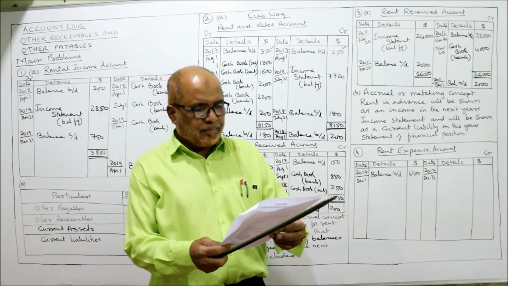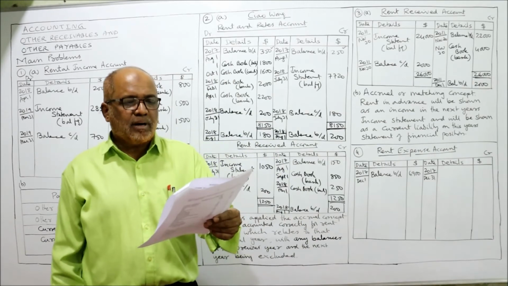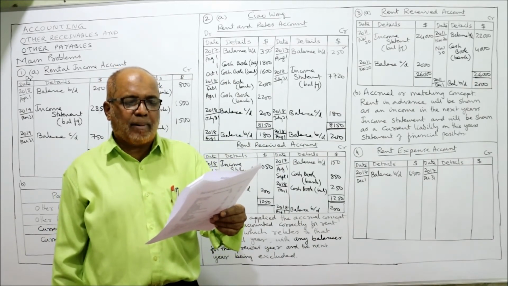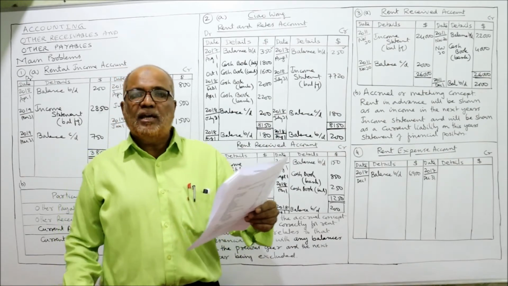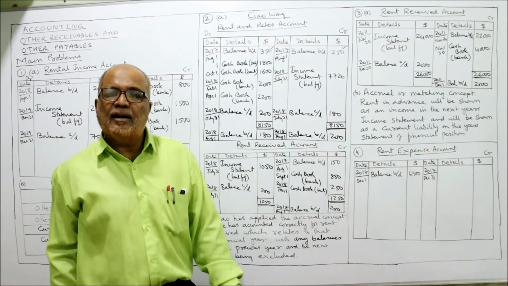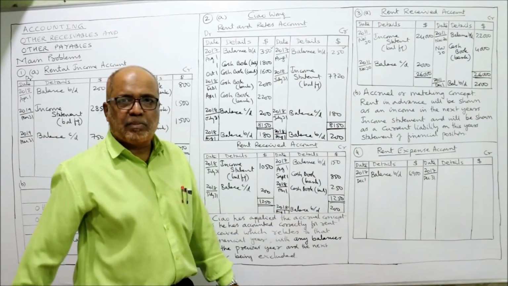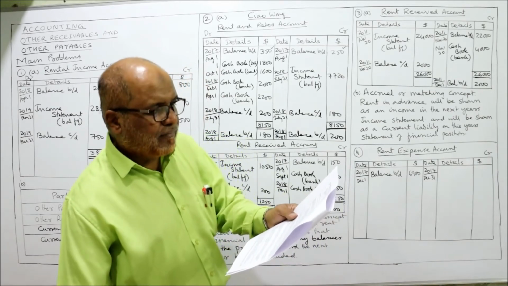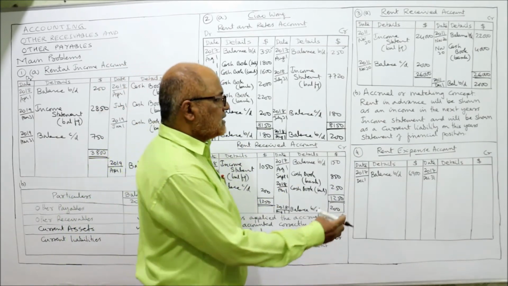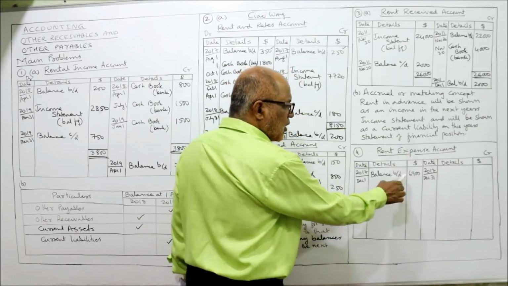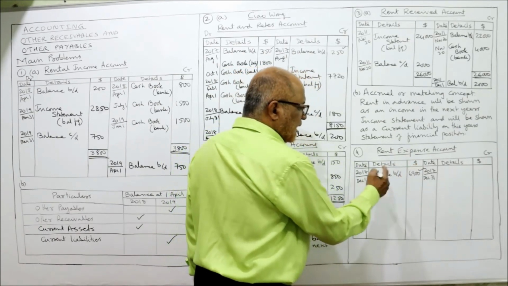Now, fourth problem. On 1st December 2017, Link's rent expense account had a balance of 6,900. Here, rent is an expense. In the previous problem, rent was an income, rent received. Here, rent is an expense. So it is showing a debit balance of 6,900. This is the rent expense account. Debit side, balance brought down 6,900, opening balance.